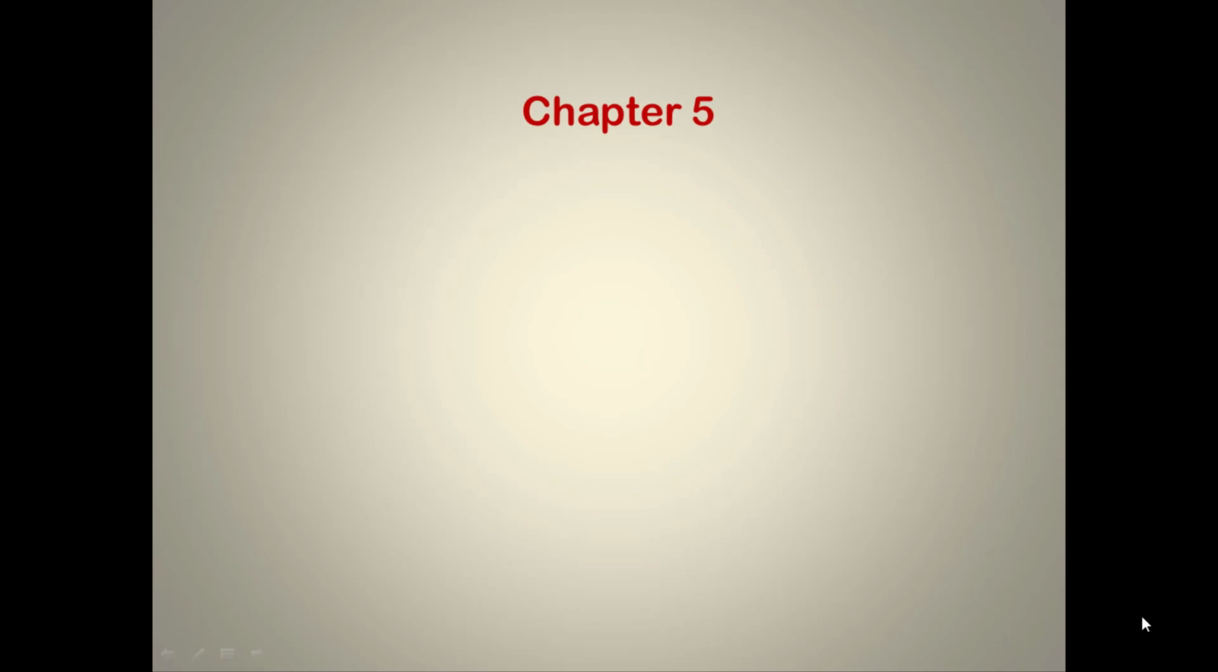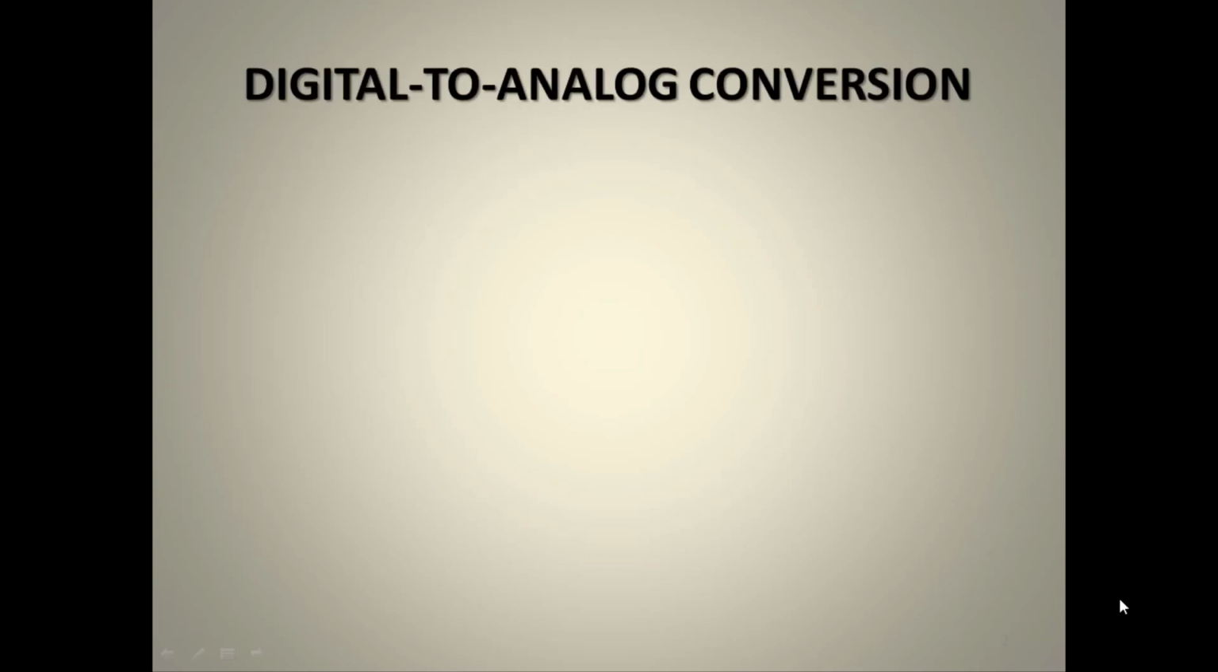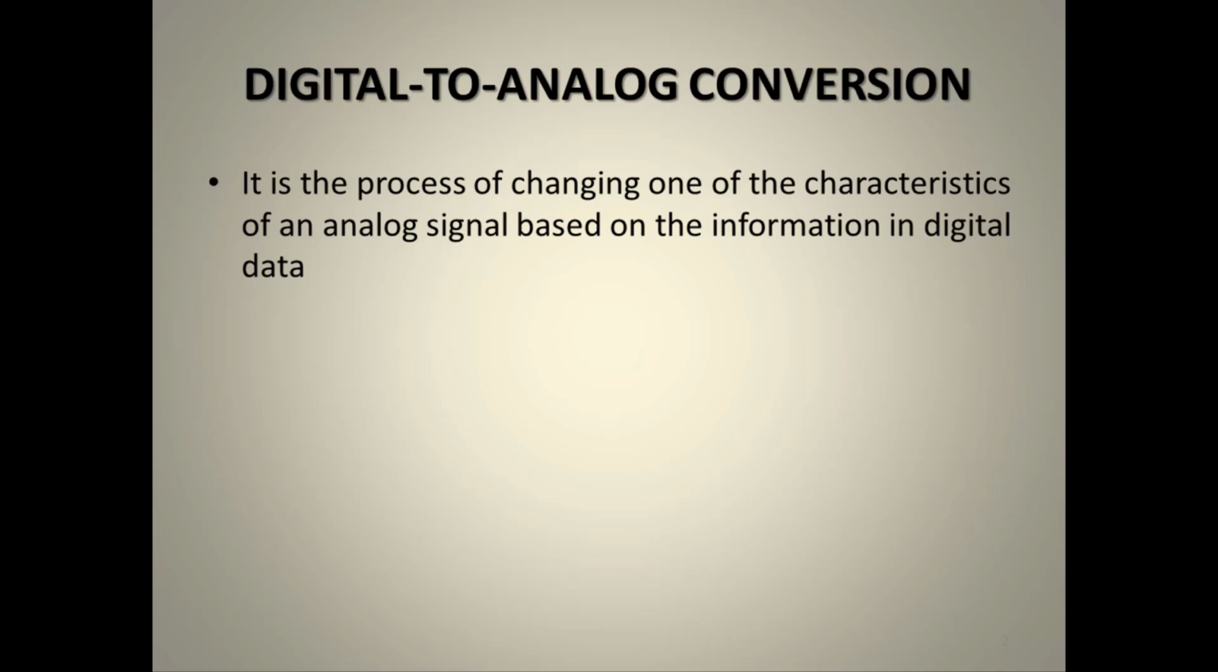In this particular session, we'll study analog transmission. The very first topic is digital to analog conversion. So what is this actually? It is the process of changing one of the characteristics of the analog signal based on the information in the digital signal. So we have a digital signal or digital data.